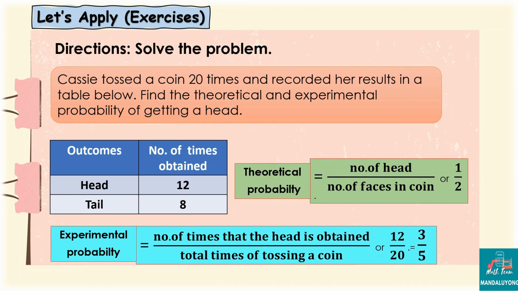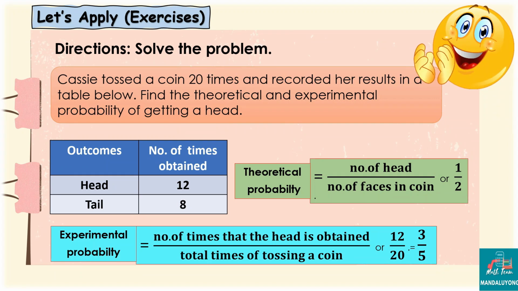Experimental probability is equal to number of times that the head is obtained over total number of times of tossing a coin. So, in our situation, the number of times that the head is obtained is 12. And the total times of tossing a coin is 20 because 12 plus 8 equals 20. 12 over 20 expressed to lowest term is 3/5. So our experimental probability of getting head is 3/5.